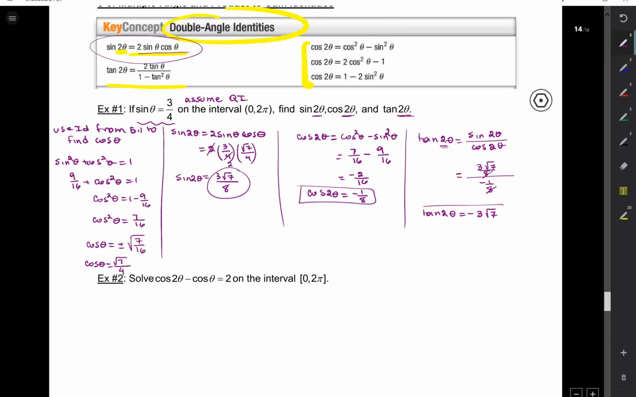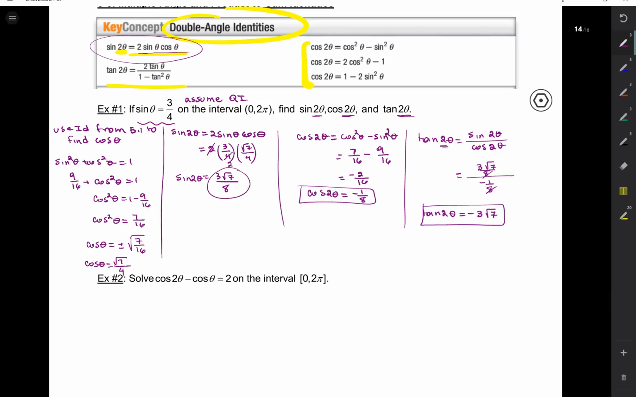Negative 3 root 7. So there you have it. That's all 3 of them. Okay? Questions? So with each of these, we're going to do an identity, and then we're going to do a solving equation.